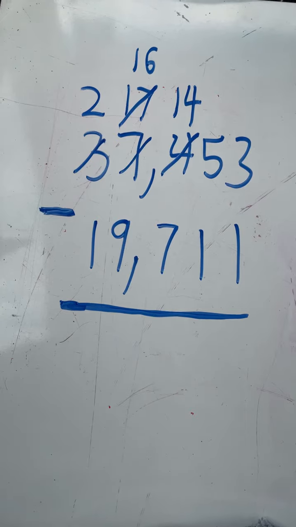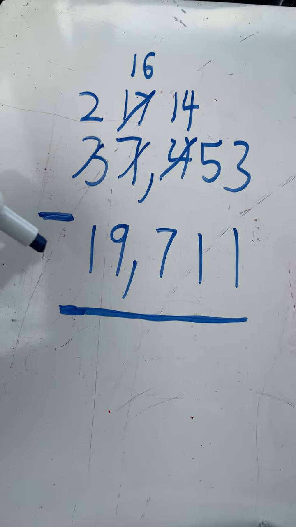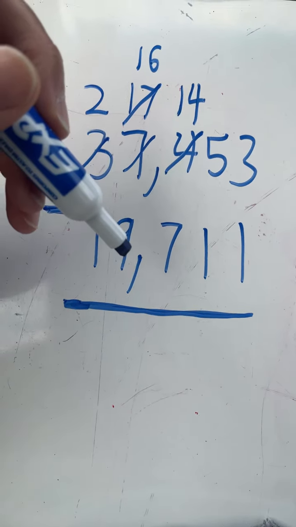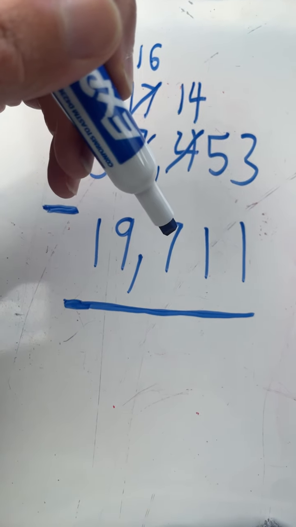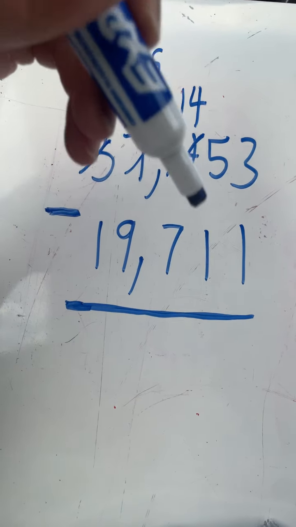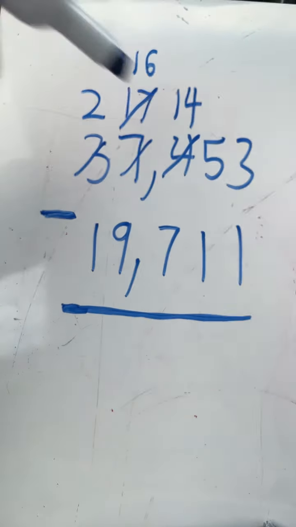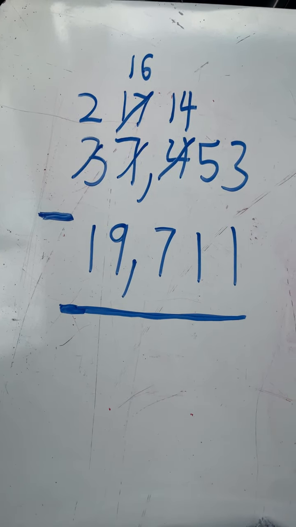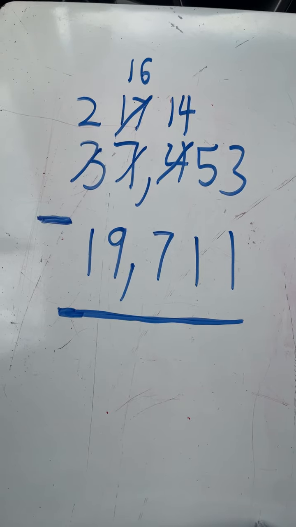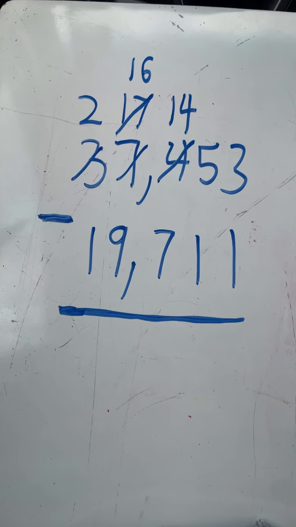So now, looking over all the digits, 2 is greater than 1, 16 is greater than 9, 14 is greater than 7, 5 is greater than 1, 3 is greater than 1. So now we're ready to subtract.